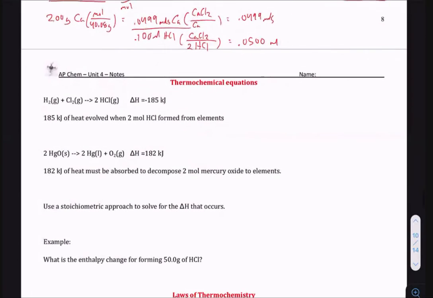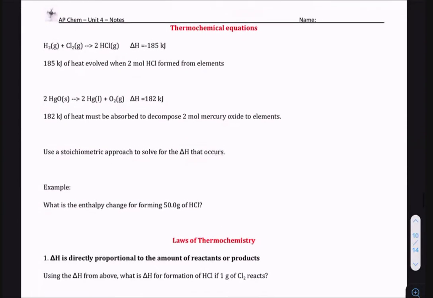Okay. So now let's revisit mole ratios and how they apply to thermochemistry. It's really nothing different. This is straight-up stoichiometry, but you still need to see examples of this being done with delta H values. All right, so according to this first equation, when hydrogen and chlorine react, we form 2 moles of HCl. And the delta H for the reaction is negative 185 kilojoules. Okay? So 185 kilojoules is evolved when 2 moles of HCl are formed.